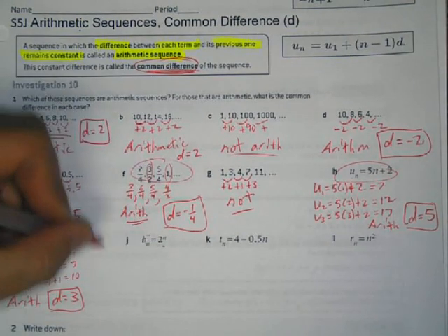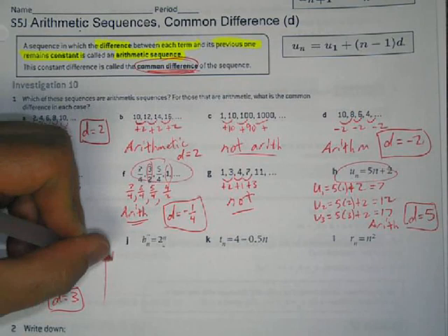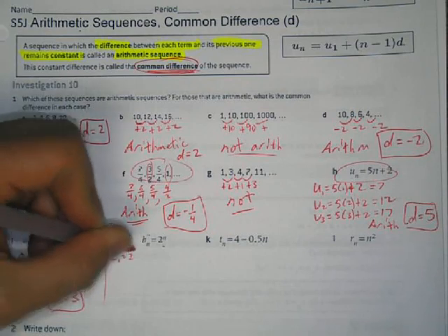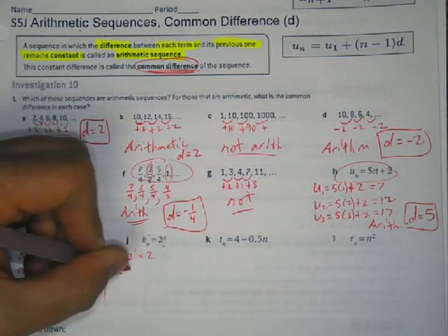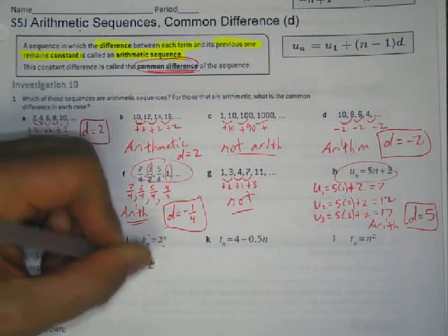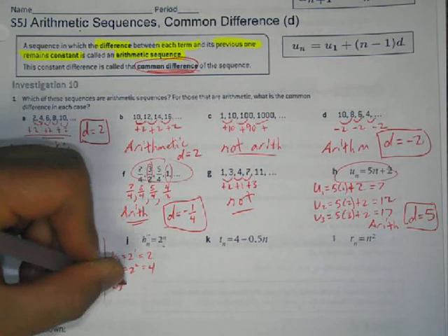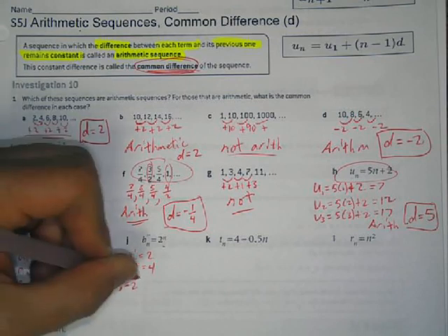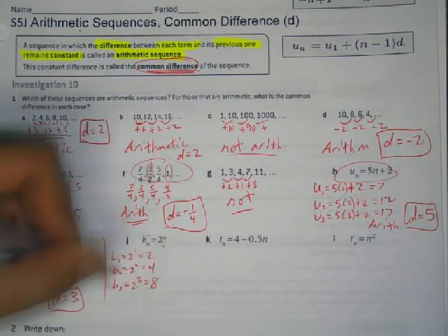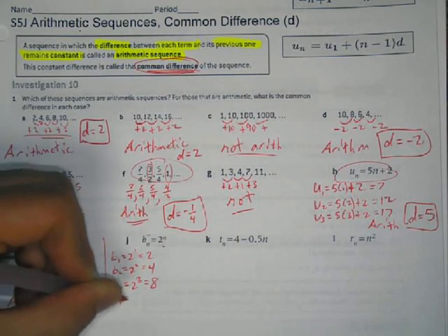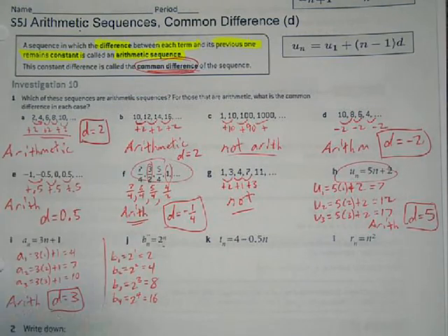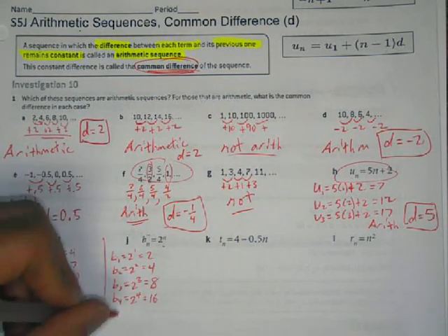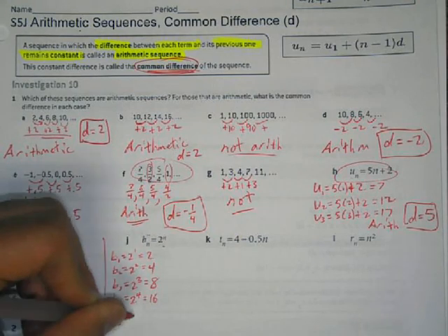Here, b subscript 1, I'm going to have 2 to the power of 1, which equals 2. b subscript 2, 2 to the power of 2, which gives me 4. b subscript 3, 2 to the power of 3, which gives me 8. b subscript 4, 2 to the power of 4, which gives me 16. So we are not adding the same amount. So this is not arithmetic.